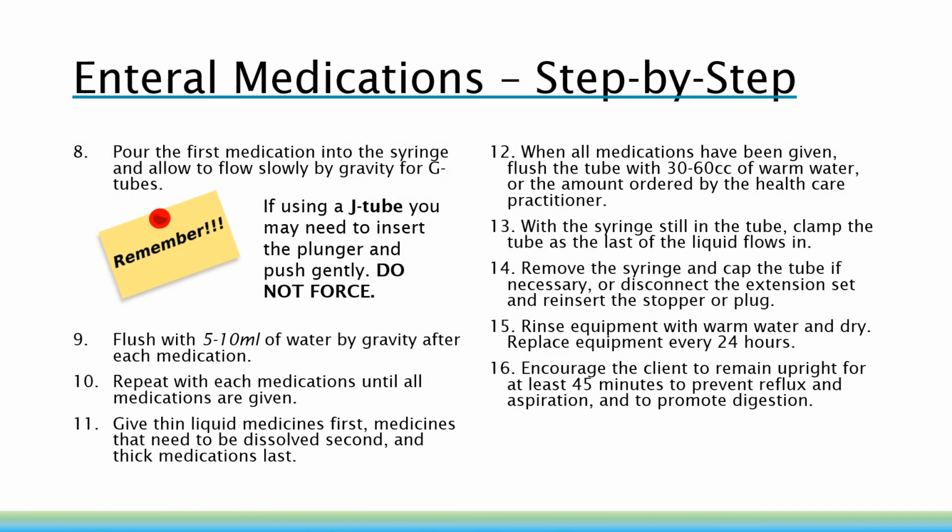Step number 8, pour the first medicine into the syringe and allow the flow to go slowly by gravity for the G-tubes. If using a J-tube, you may need to insert the plunger and push very gently. Do not force. Step 9, flush with 5 to 10 milliliters of water by gravity after each medicine. Number 10, repeat each medicine until all medicines are given. Step 11, give the liquid medicines first, medicines that need to be dissolved second, and the thick medications last.